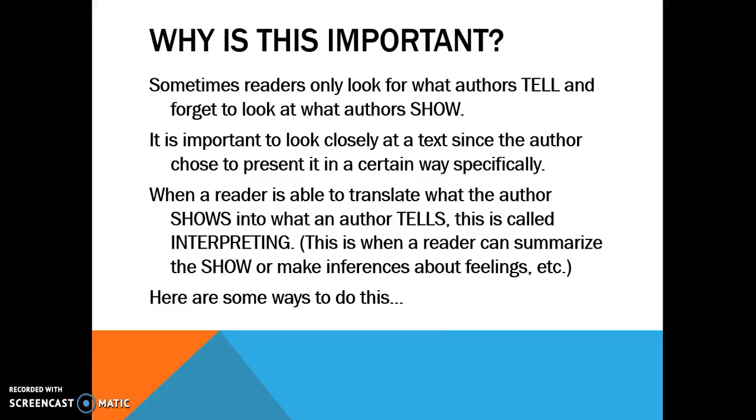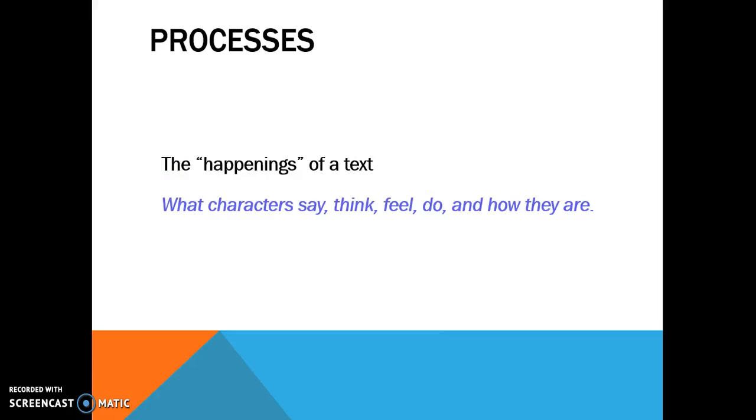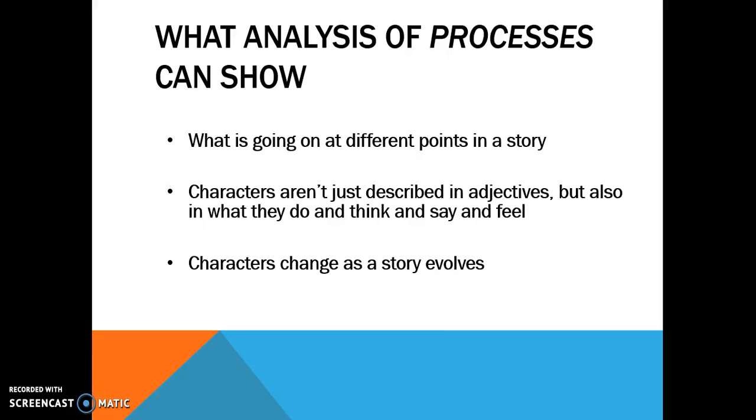And there are a few ways that we can do this. These are called processes. Processes are the happenings of a text. They are what characters say, think, feel, do, and how they are. So when we look at these specific areas of a text, we're going to see what's going on at different points in the story. And we're going to see that characters aren't just described in adjectives, but also in what they do and think and say and feel. And it can show that characters change as the story evolves.